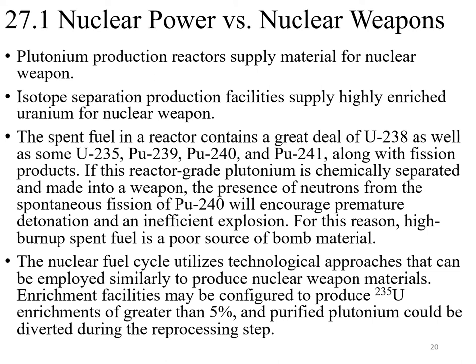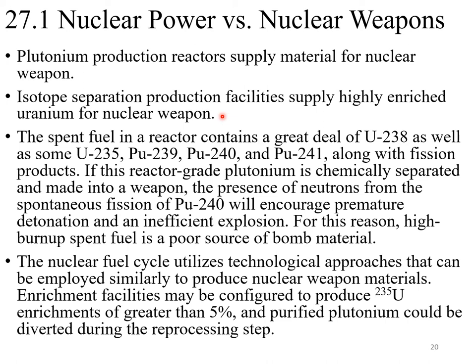There are some connections between the reactor and the weapon. Plutonium production reactors supply material for nuclear weapons. The first atomic bomb tested in New Mexico and the atomic bomb dropped on Nagasaki, Japan were produced in this way. Isotope separation production facilities supply highly enriched uranium for nuclear weapons if we use enough separation stages.